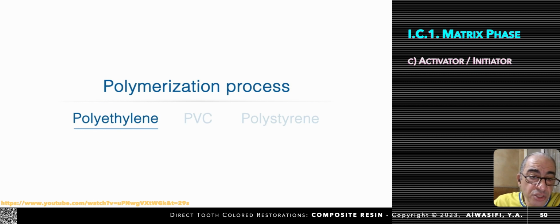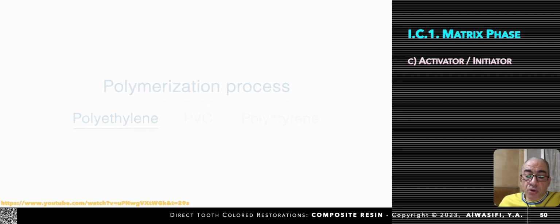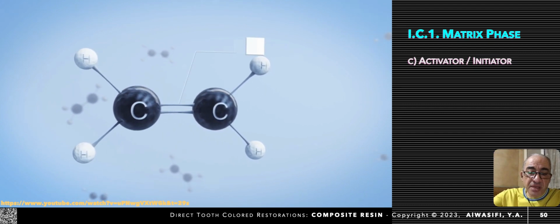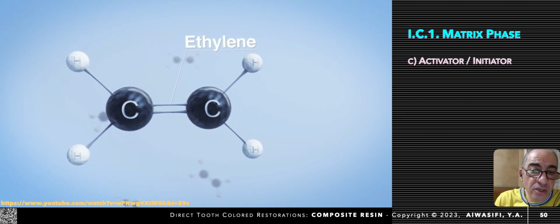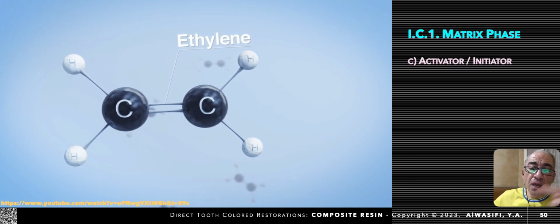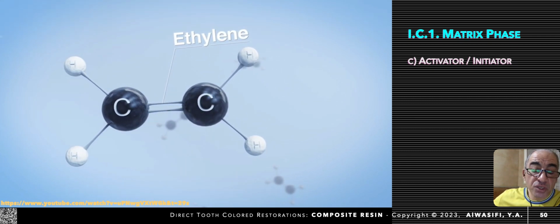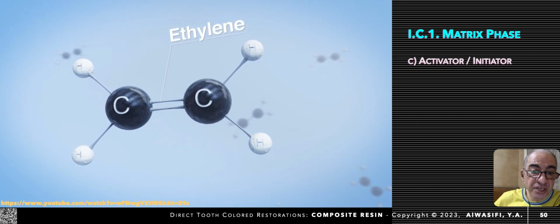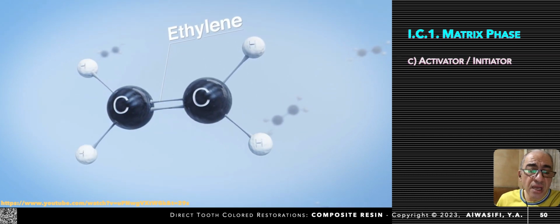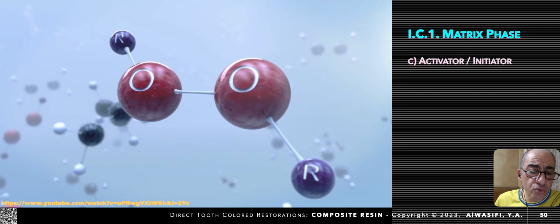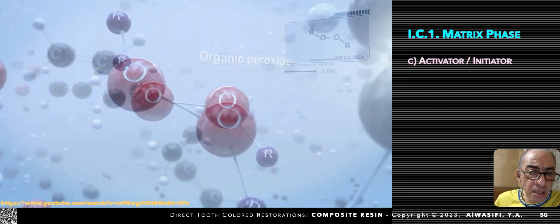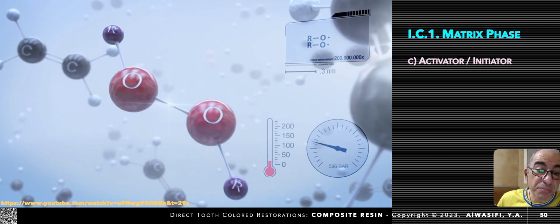Considering the polymerization process of polyethylene, polyethylene is used as a stretching wrapping material for groceries, and at the same time drainage pipes, which are extremely hard, are also manufactured from polyethylene. This is the ethylene molecule, two carbons with carbon double bond. This is the peroxide initiator, which is activated by heat.